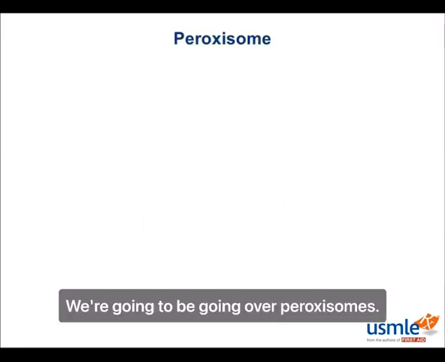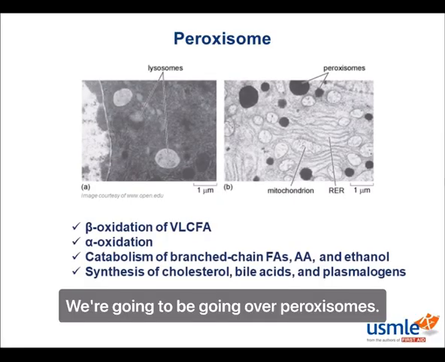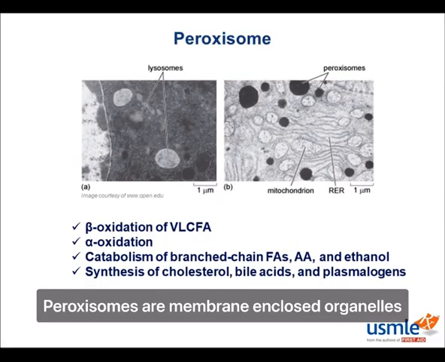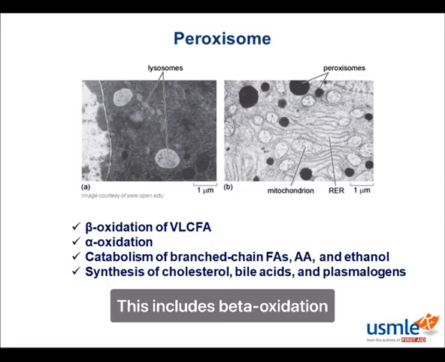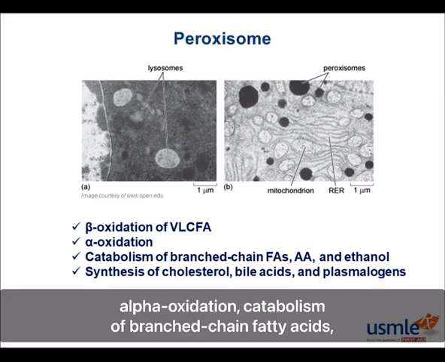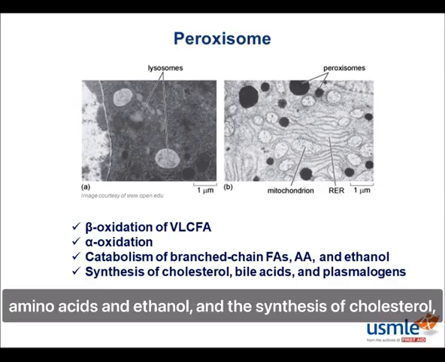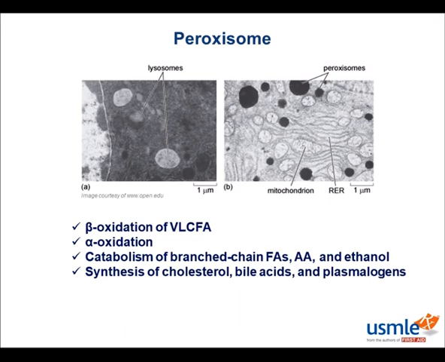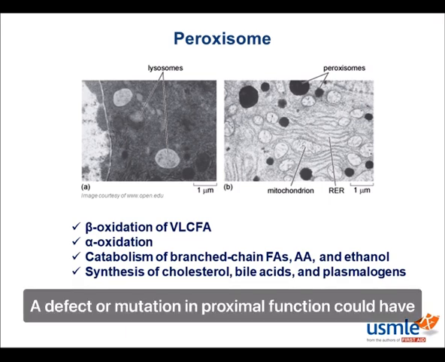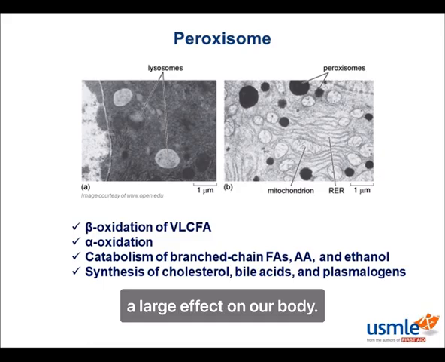We're going to be going over peroxisomes. Peroxisomes are membrane-enclosed organelles involved in several physiological processes. This includes beta-oxidation of very long-chain fatty acids, alpha-oxidation, catabolism of branched-chain fatty acids, amino acids, and ethanol, and the synthesis of cholesterol, bile acids, and plasmalogens. A defect or mutation in peroxisomal function could have a large effect on our body.